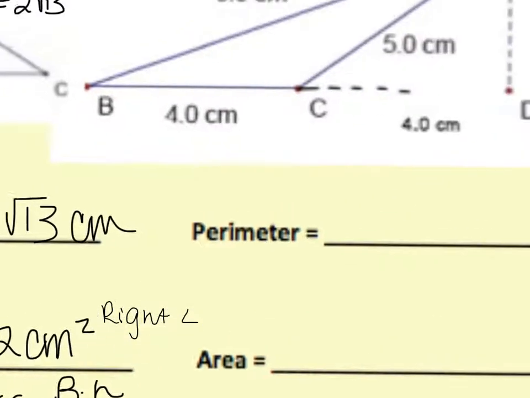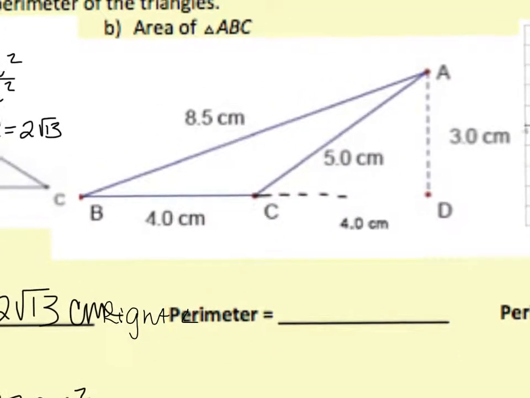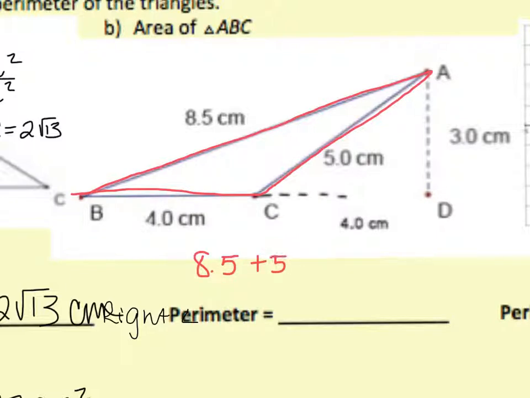All right, let's take a look at the next one. This one's a little tricky because the height in this one is going to fall outside of the triangle ABC. So I want to find the perimeter of ABC, so I'm going to go ahead and outline that so I know what sides I'm going to add up, because there's a bunch of different sides going on in here. So those sides that I highlighted in red were 8.5 plus 5 plus 4. Okay, I'm going to ignore the other 4 and the 3 on the outside because that's not part of the triangle's perimeter. So this is going to be about 17.5, and the units is centimeters.